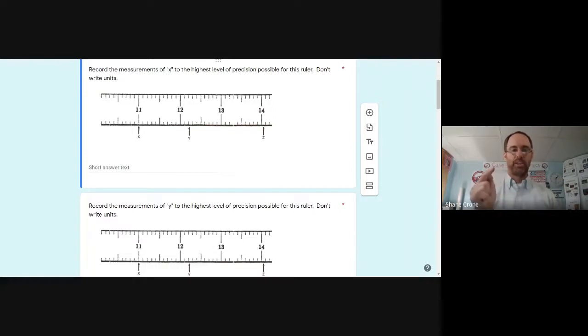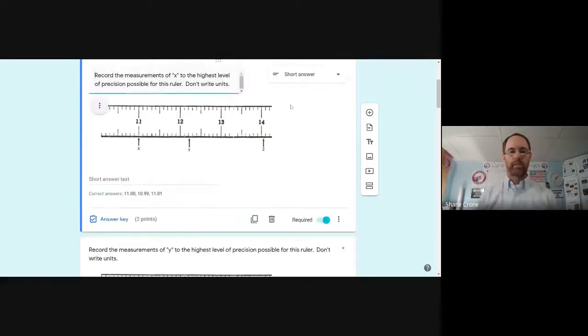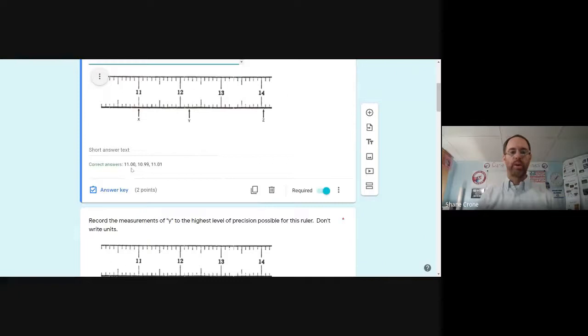The next digit is the estimated one. So here are the answers I accepted. I took 11.00. That's the correct level of precision for this device. Every measurement on this ruler, you should be able to make to 2 places after the decimal. So I said, I think it's 11.00, but I took 10.99. I also took 11.01. So maybe you say it's a little before, a little after. That's fair enough. I can see how you could see that.